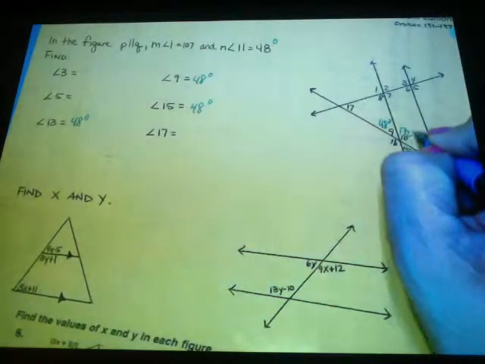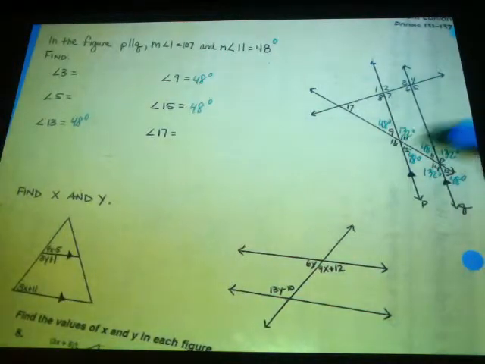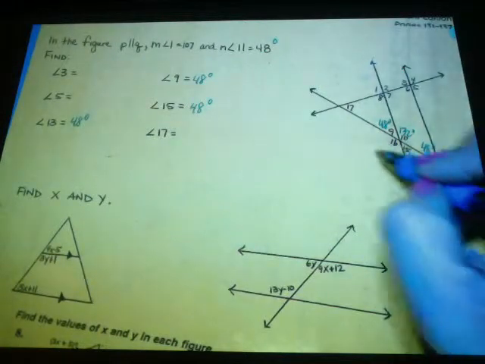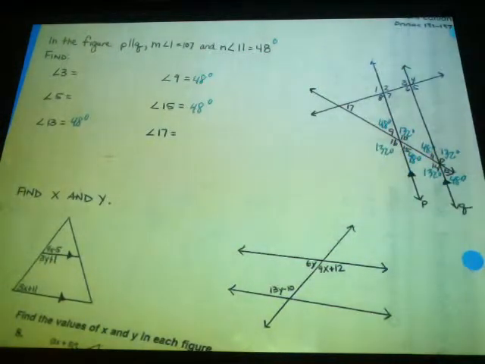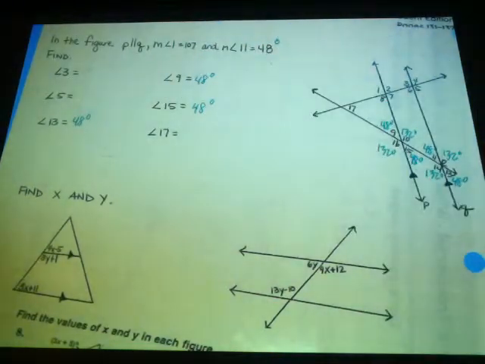132. The linear pair to 9, right? And so what's angle 16? 132. Okay? So how are you going to get these? What did we not put in over here? Yeah, it was kind of important to not miss that, right?